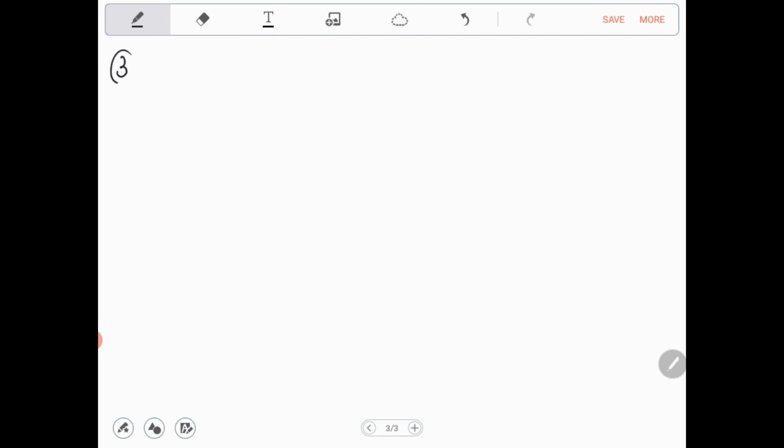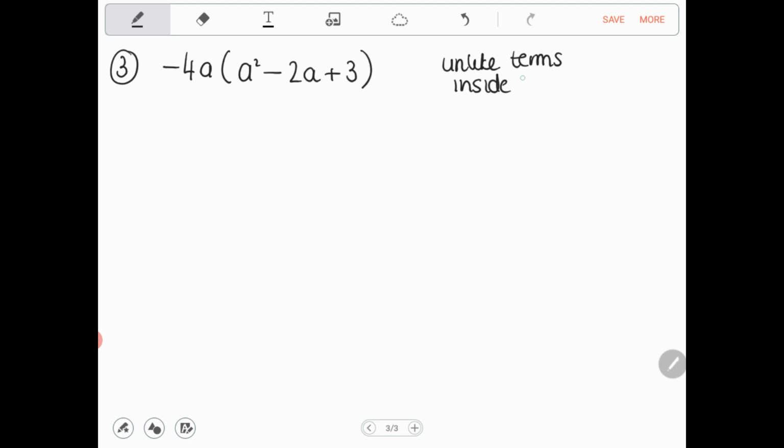All right. Let's try negative 4a times (a squared minus 2a plus 3). Can I do what's inside the bracket? There are unlike terms inside the bracket. Therefore, we have to distribute.